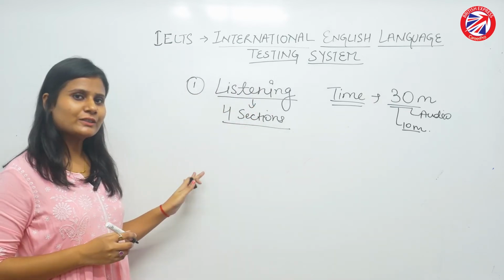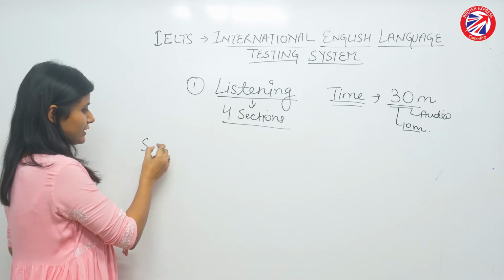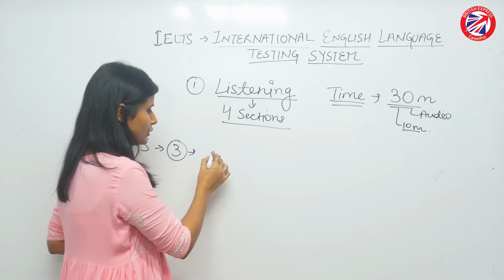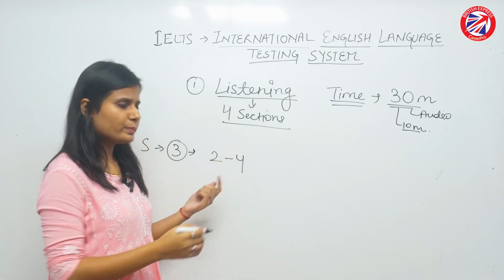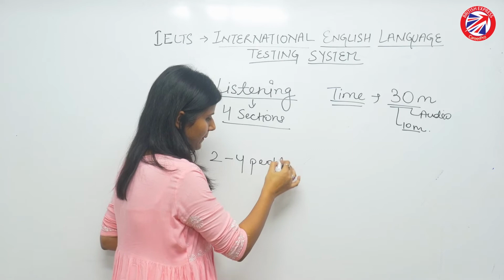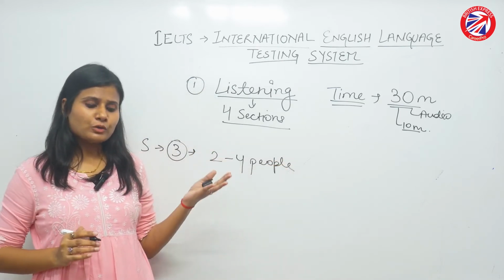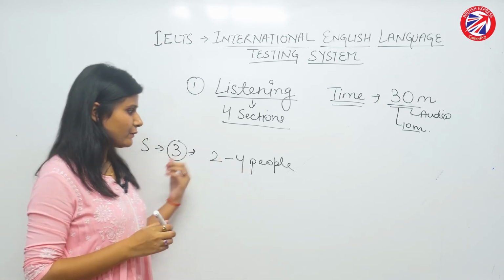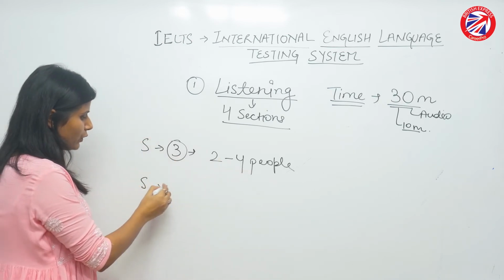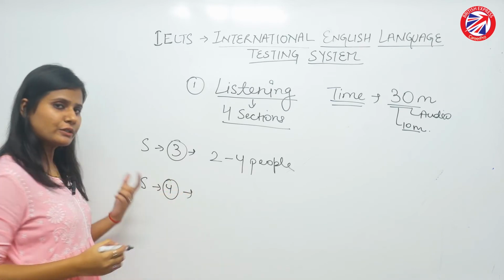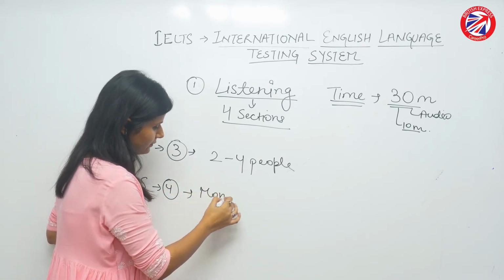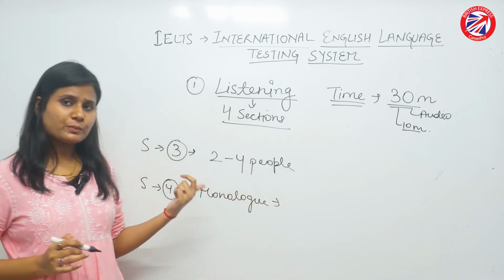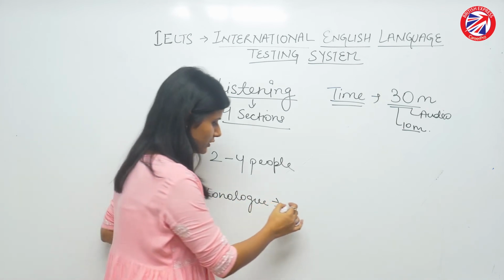Okay, so students, we are going to know about section 3 now. So in section 3 we are going to listen audio where 2 to 4 people are discussing about any university or any academic topic. And if I talk about section 4, in section 4 we are going to listen the monologue again, and in this it could be an academic lecture.